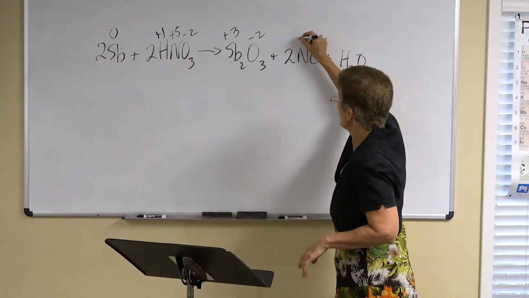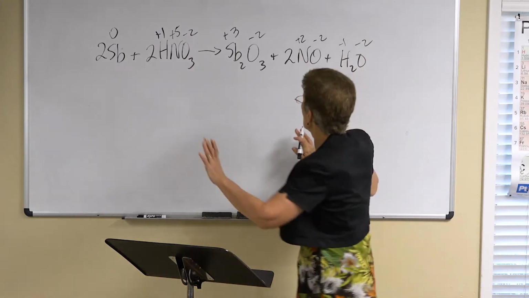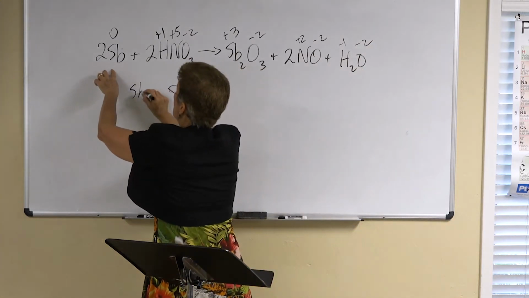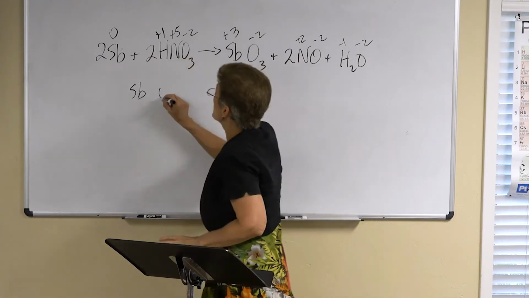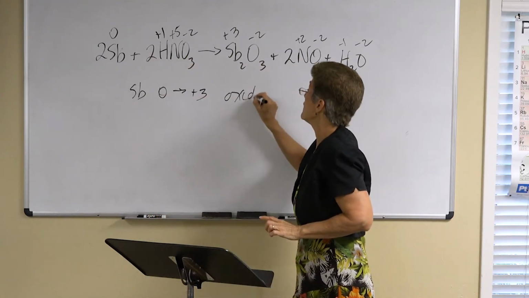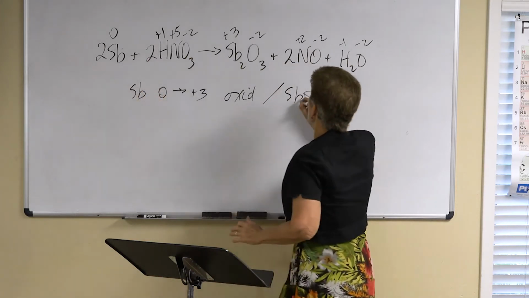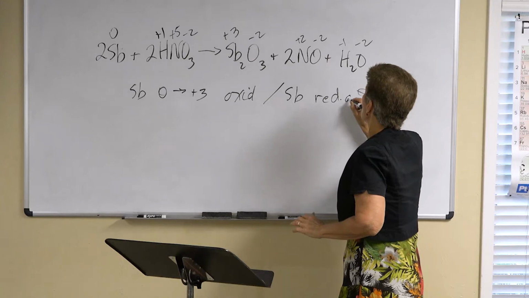Here, this gets a -2, so it's a +2 plus 1 minus 2. Okay. What we see here is that antimony goes from 0 to +3. So that is being oxidized. So it is the reducing agent. Sb is the reducing agent.